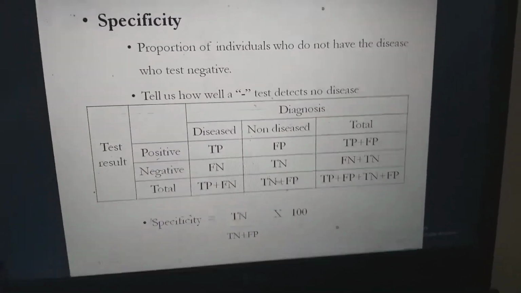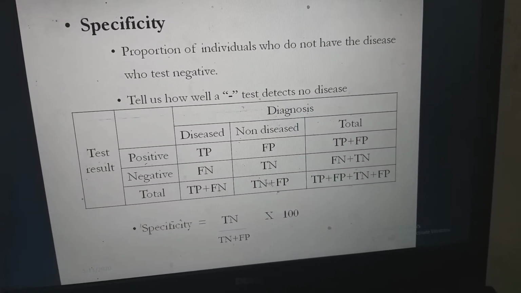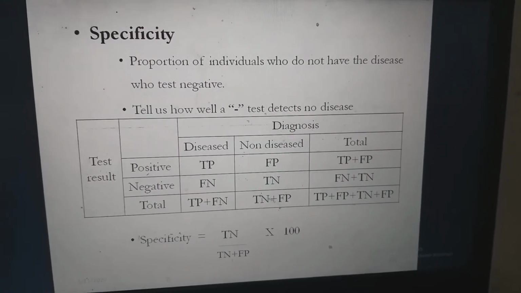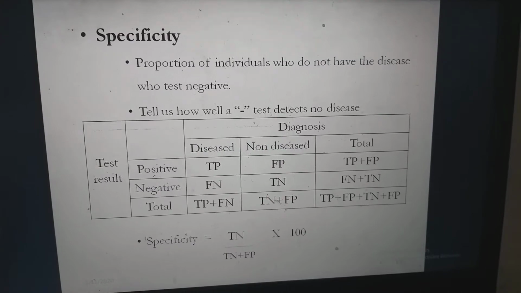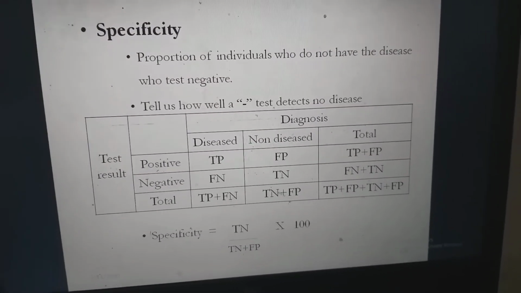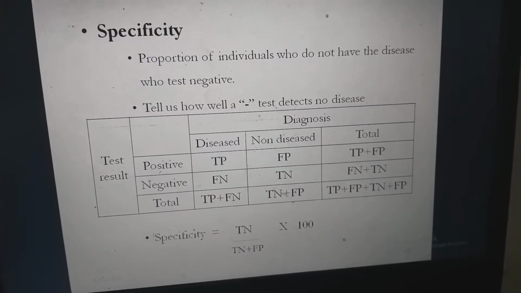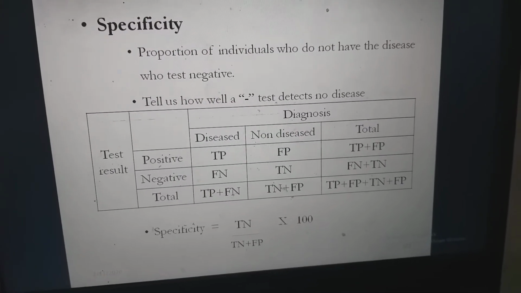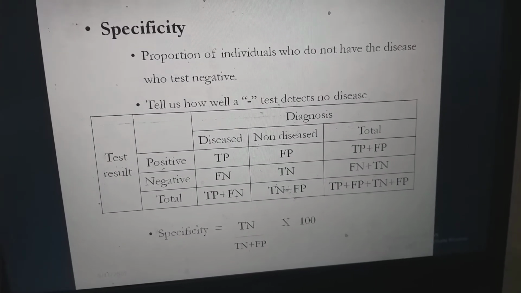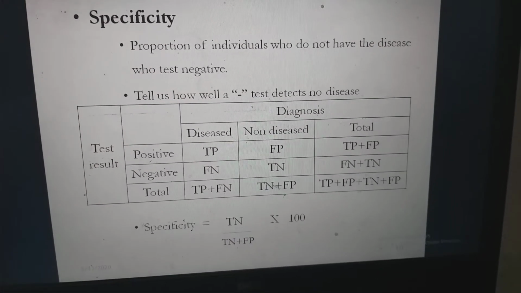When we come to specificity, specificity simply deals with those who test negative or are not diseased. Therefore, simply it is those who test negative, or true negative, over total non-diseased. What does total non-diseased mean? Total non-diseased means false positive plus true negative. Therefore, true negative over true negative plus false positive, times 100%.